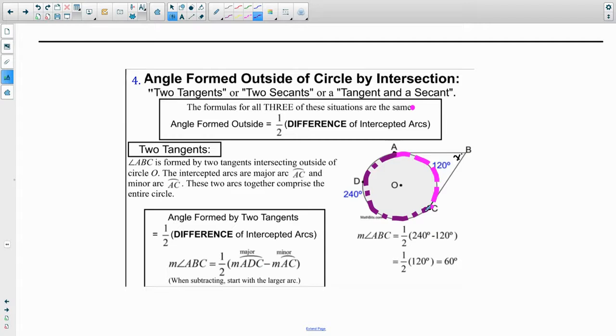Now, two tangents only divide the circle into two arcs, so pretty simply, we're going to take the major arc, which is 240 degrees, and we're going to subtract from it our minor arc, which is 120 degrees, right? So we end up with 240 minus 120 divided by 2. And 240 minus 120 is 120, divided by 2, and of course that's going to be equal to 60 degrees. And how they did it right here is just 1/2 of the difference. 1/2 of 120 equals 60 degrees.